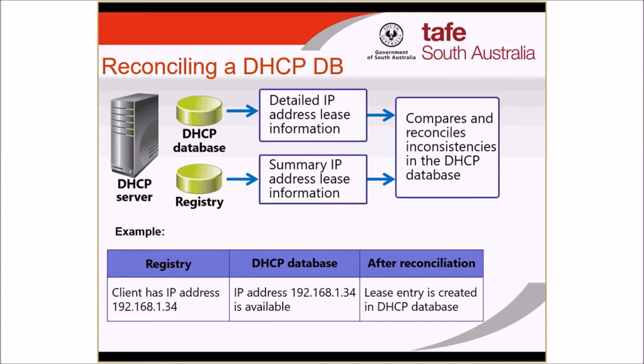Reconciling the DHCP database. What if we have a different situation, where the database and the information are different? The DHCP database has detailed IP address lease information, and the registry has summary address information, and basically it compares the two, and this is called reconciliation. It's like balancing your books. Here's an example. On your registry, your client has this IP address. On your database, it has this IP address, and they match up. Okay. So after reconciliation, the database has the entry confirmed.